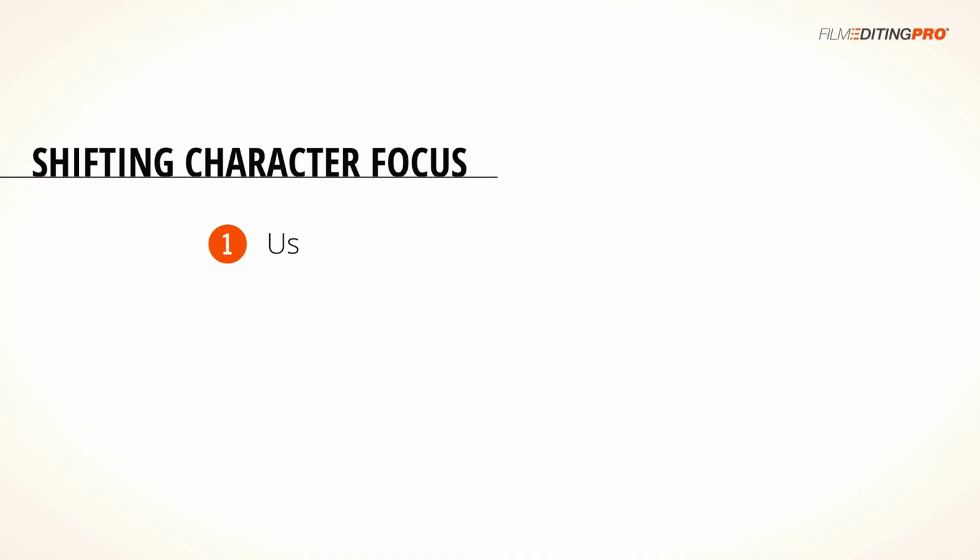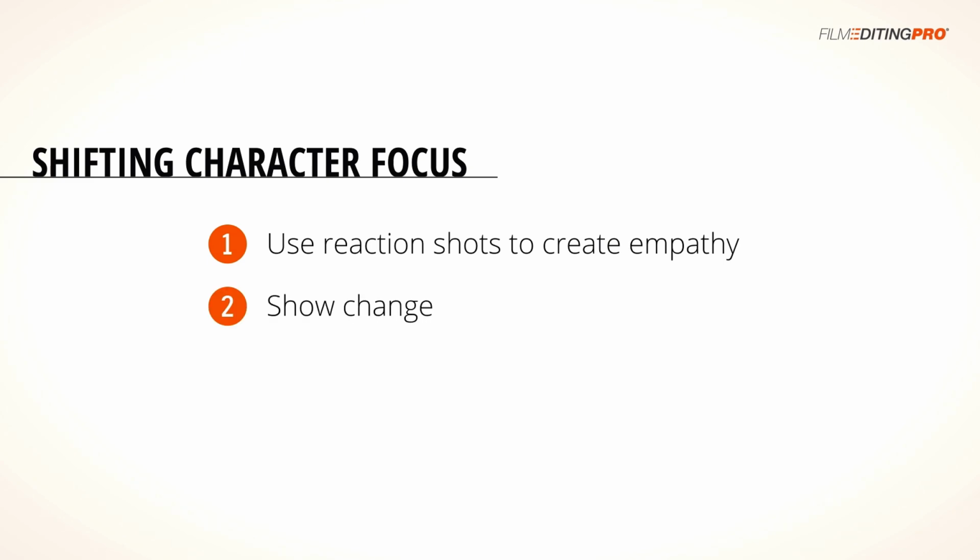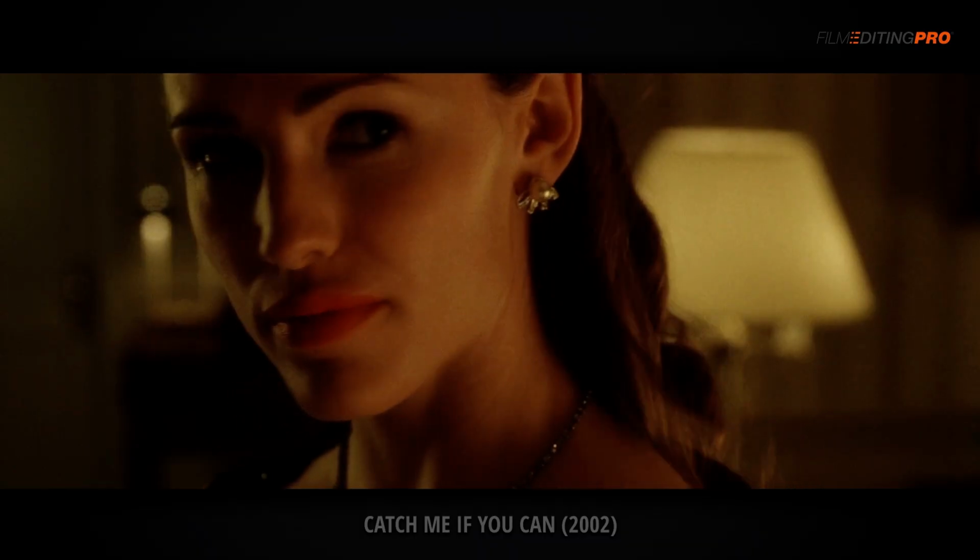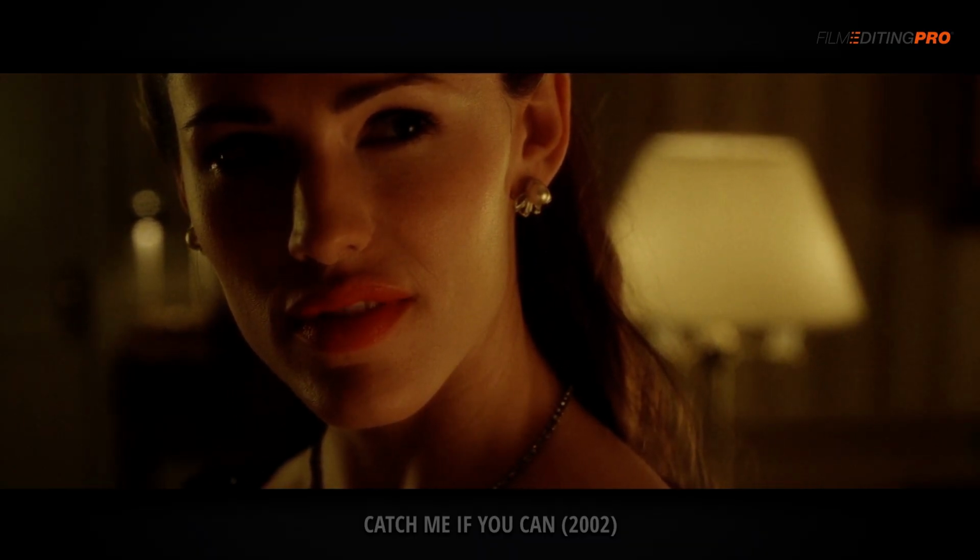To start, we'll be using reaction shots to create viewer empathy here. By showing the viewer exactly how your primary character is feeling, you'll help establish a stronger connection between them and your audience. On a similar note, we'll be showing all the changes in emotion to give the scene the full dramatic range of performance and demonstrate the transformation of the character.